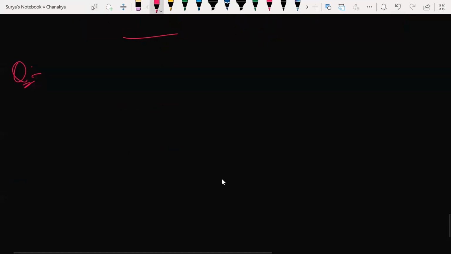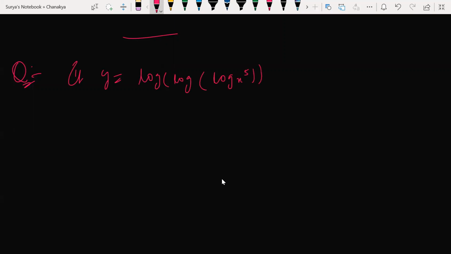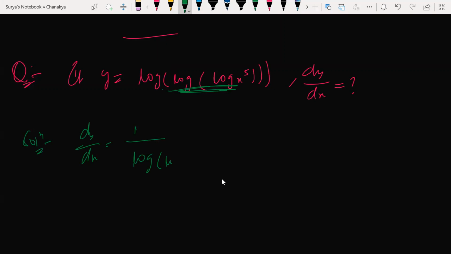Okay. Next question. Look at it. If y is equal to log of log x to the power of 5, then dy by dx is what? Very simple. Look at it. dy by dx is what? Log of this is log x, right? 1 by x into d by dx of log of log x to the power of 5. Do you agree with my point?